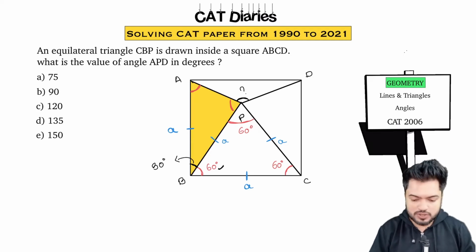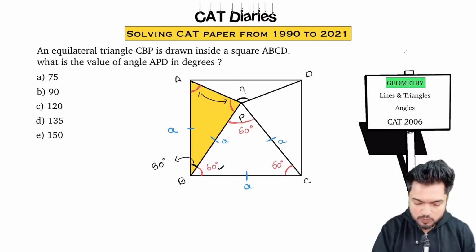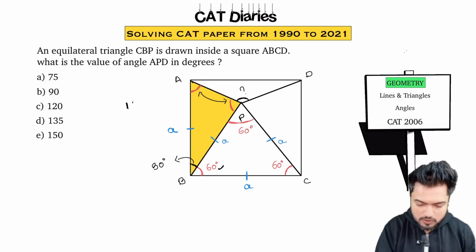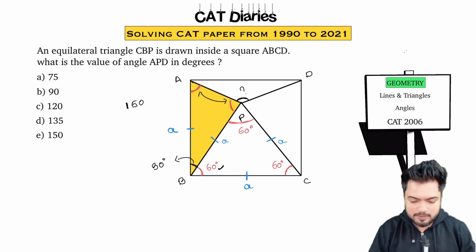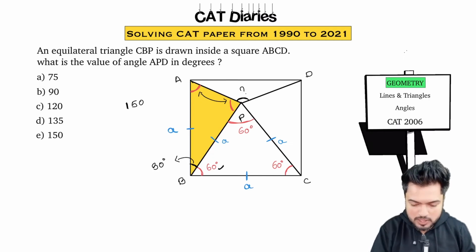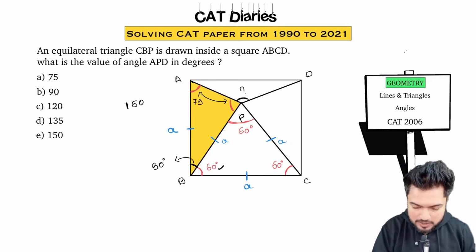If this is 30, the sum of these two will be what? 150, because the sum of the measures of the angles of a triangle is 180. But this 150 is divided into two equal parts, because they both are equal. So it will be what? This will be 75. This would be 75.